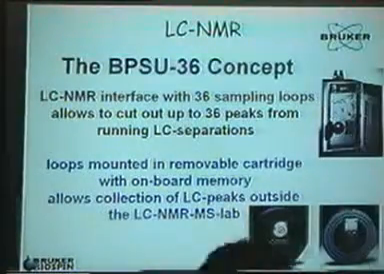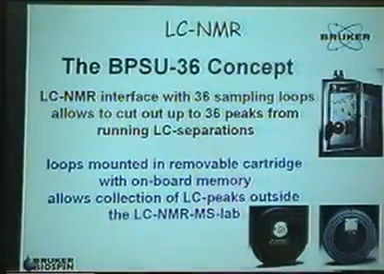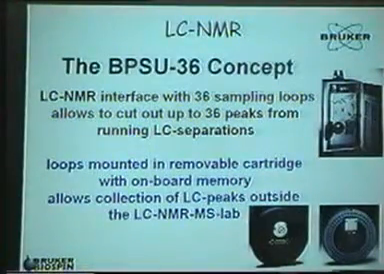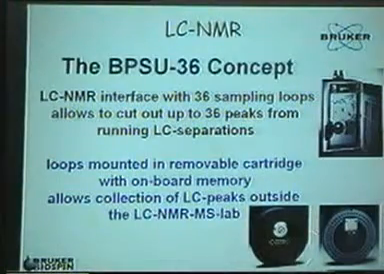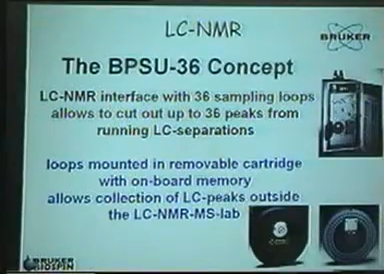The other solution is to store in different loops, like a sample changer. So you have a loop storage. This is the loop storage. And you can store the different fractions in the different loop compartments. Next.